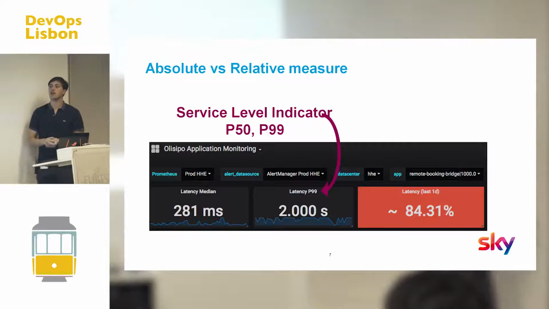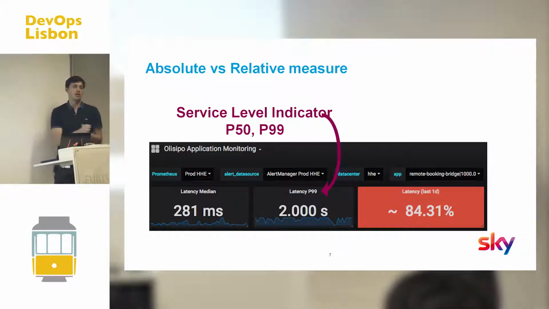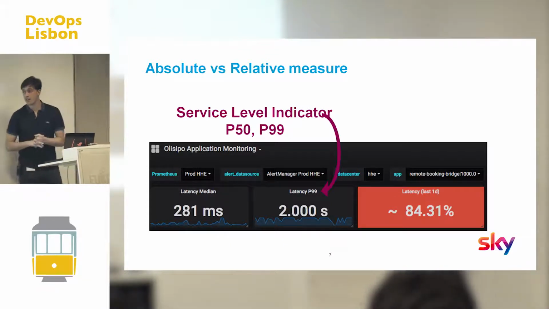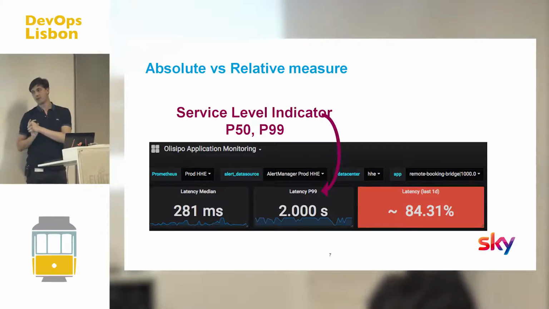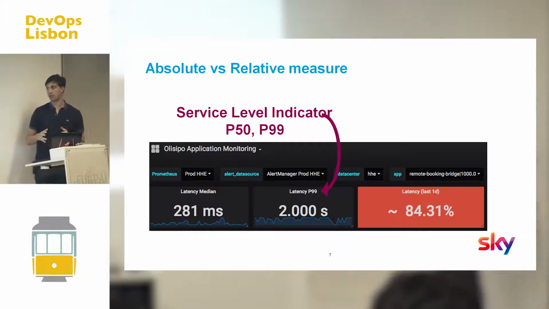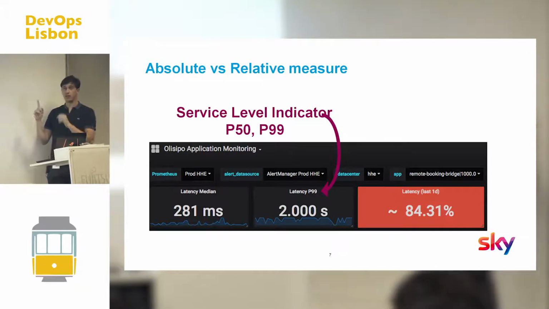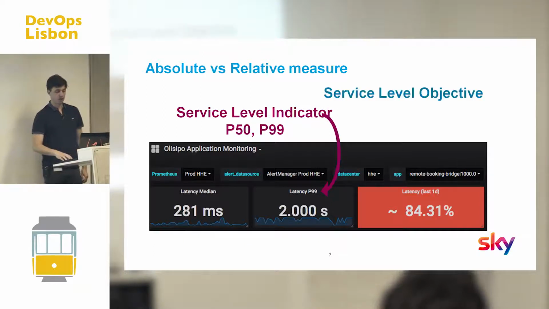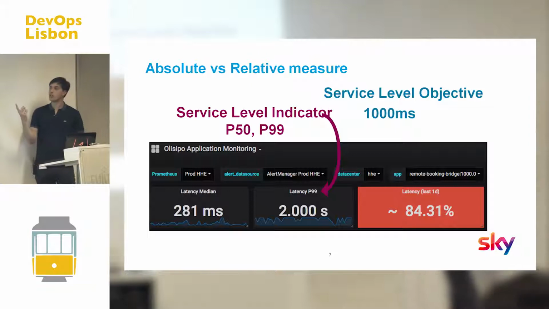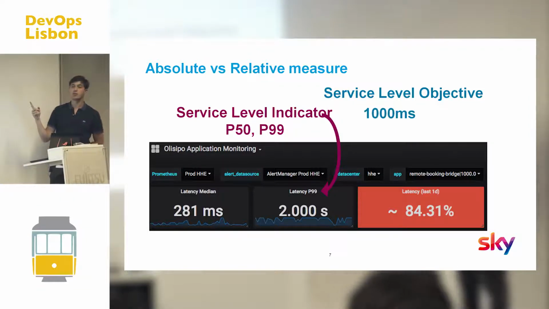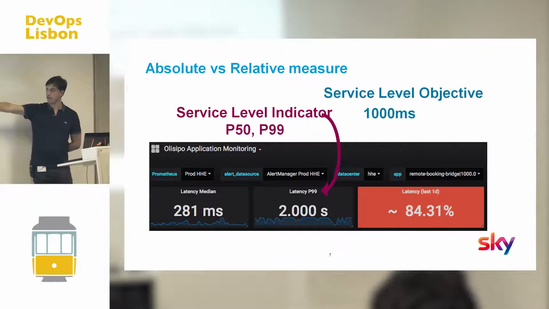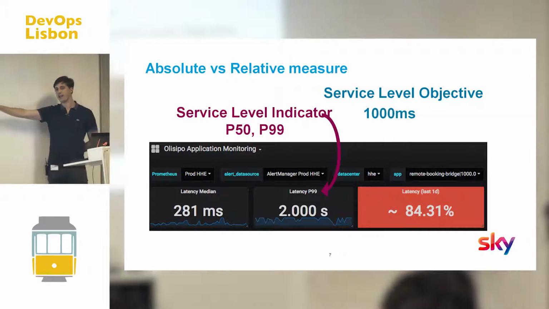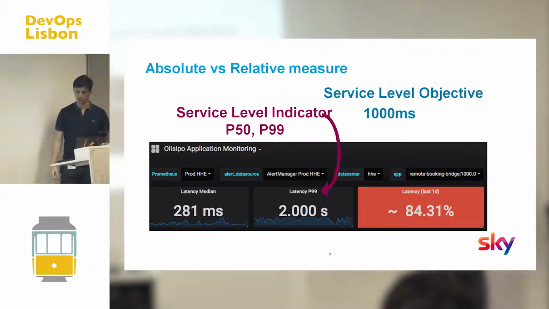So what does this tell us? This is telling us that for the median, 50% of the requests were served under 281 milliseconds, and that 99% of the requests were served under 2 seconds, which is not that good, right? But what we have done on this board and for all our services is to define service level objectives. In this case, the service level objective was 1,000 milliseconds. If you see here, this is the Grafana variable, and after the pipe we use a kind of annotation where we have the service level objective.